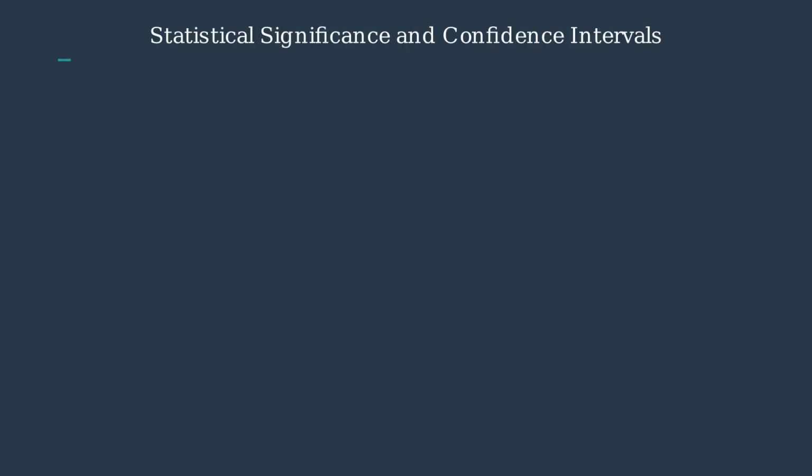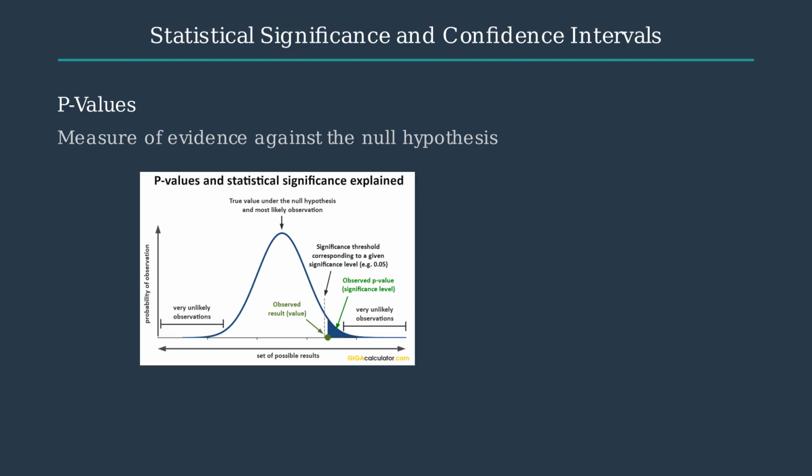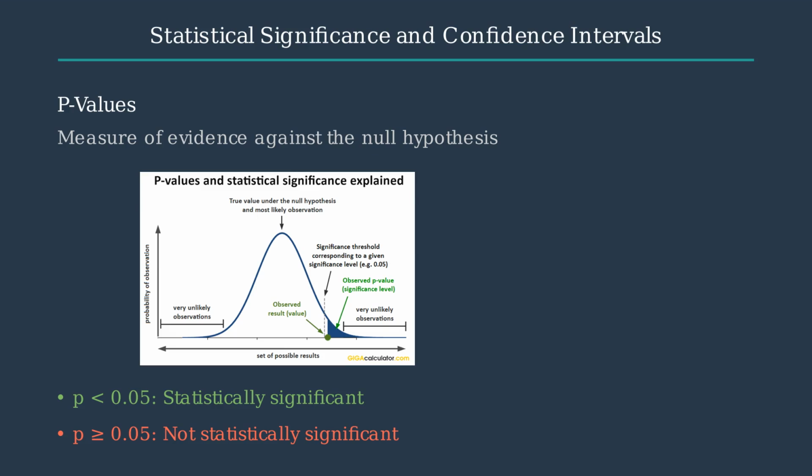Statistical significance and confidence intervals are essential concepts for interpreting regression coefficients. P-values measure the strength of evidence against the null hypothesis that a regression coefficient equals 0. A p-value represents the probability of observing a result as extreme as or more extreme than our sample result if the null hypothesis were true. Typically, a p-value less than 0.05 indicates statistical significance, suggesting we have evidence the coefficient is different from 0.